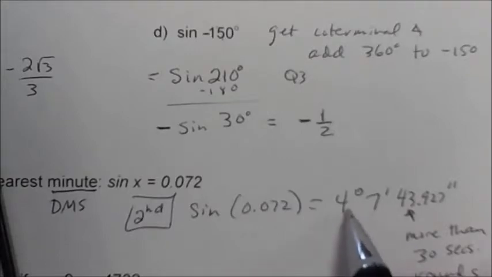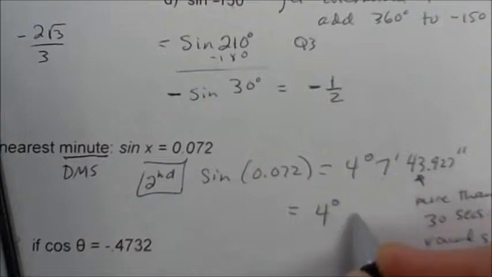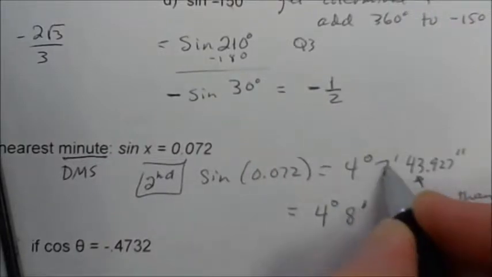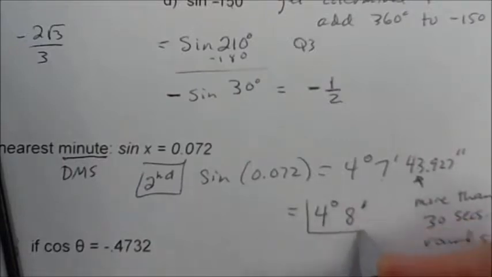So this becomes 4 degrees and 8 minutes. So our final answer here is 4 degrees and 8 minutes, because the 7 minutes and 43 seconds rounds up to 8 minutes. So there's our final answer for that problem.